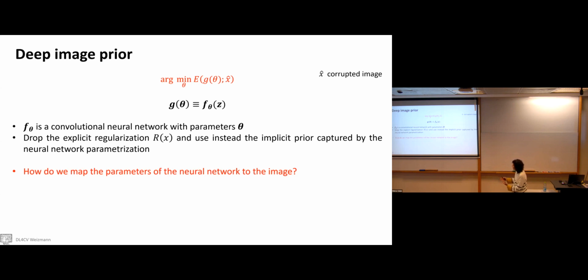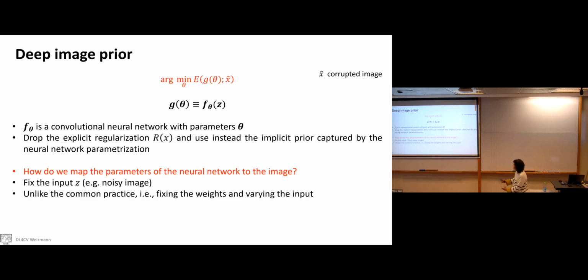So how do we map the parameter over the neural network to the image? This is going to be in the following way. We fix an input, noisy image, Z. Unlike the common practice, where we fix the weights and vary the input, here we do the opposite. We fix the input and vary the weights according to different outputs. That's what we said in the beginning. And every time that we change the output, we get a different representation of the new signal in the neural net. This is the idea.